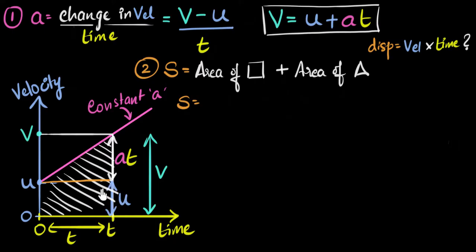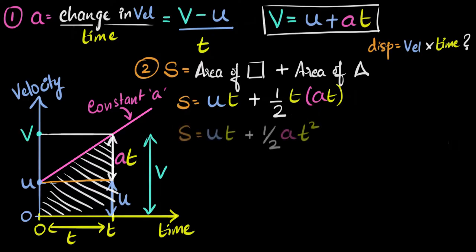All right, so the area of this rectangle is going to be length into breadth, which is U into T. So that's going to be UT, plus, what's the area of a triangle? Well, that's half times base into height. So half into base, which is T, into the height of this triangle, which is AT. So that's going to be half A into T, and this gives us half A T squared. And so our equation becomes S equals UT plus half AT squared.